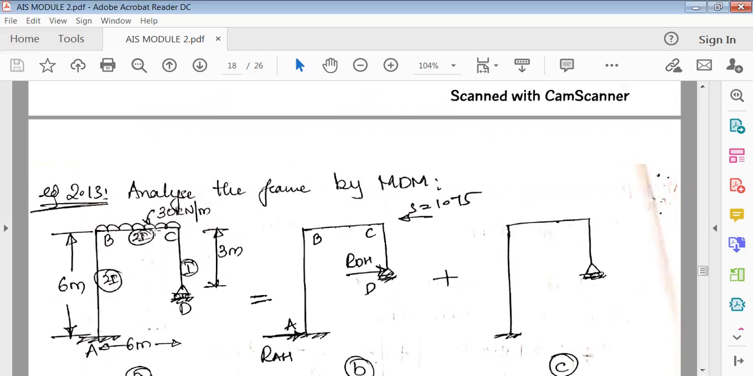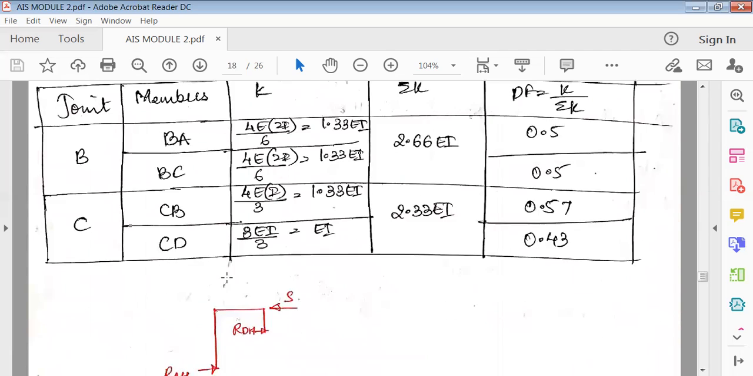So because this 30 kilonewton is acting here in BC, there must be some sway happening. We don't know whether it is happening to the left side of B or right side of C. That is, we don't know where the complete frame is moving, whether to the complete right side of C or left side of B. So we are going to make a sway analysis.